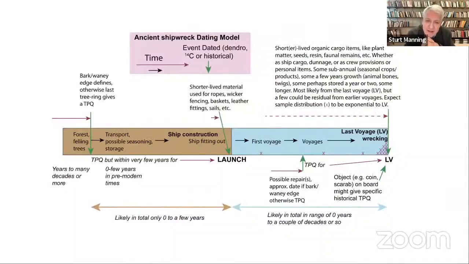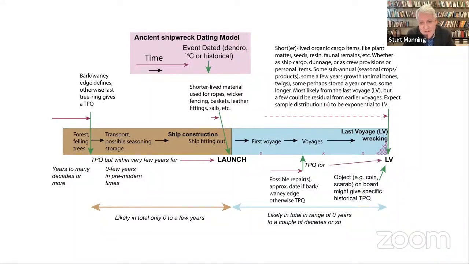Now, if we consider the biography of such a situation, we have quite an intricate set of relationships which we can define in time, ranging from when the trees originally grew and were felled, through seasoning, through the fitting out, to the launch, and then the voyages. And we can expect that there is an exponential distribution of the data from that construction through to the last voyage in terms of the material that will be found on the ship, particularly looking at the short-lived material that is found on the ship.